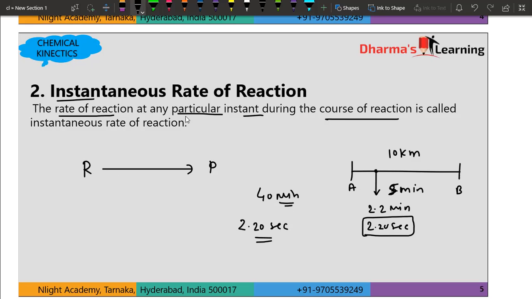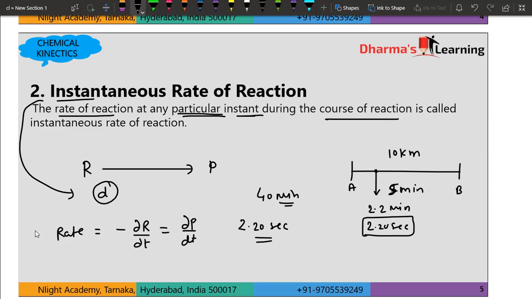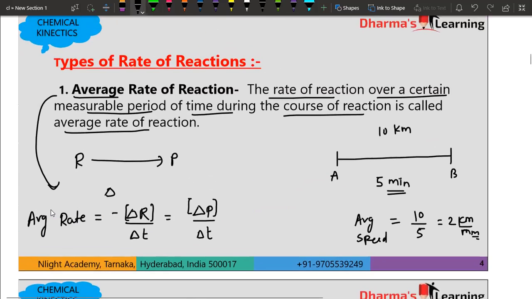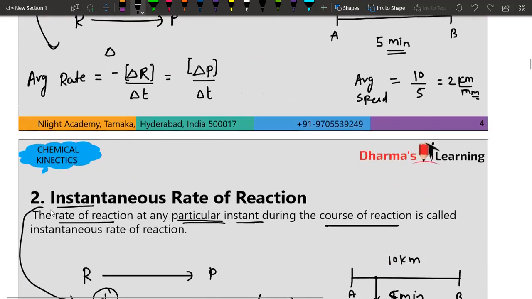So when we calculate the rate exactly at a particular instant, that is called the instantaneous rate, and it is generally denoted by d. Now this is the differential form. So how are we going to write this? Rate will be minus dR divided by dt, or dP divided by dt. This is the instantaneous rate of a reaction, right? So the instantaneous rate is the rate at a particular instant, while the average rate is nothing but the rate over a certain period of time. Okay, I hope you got this.